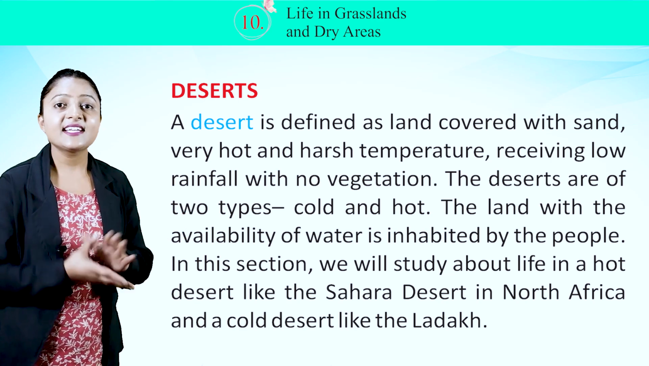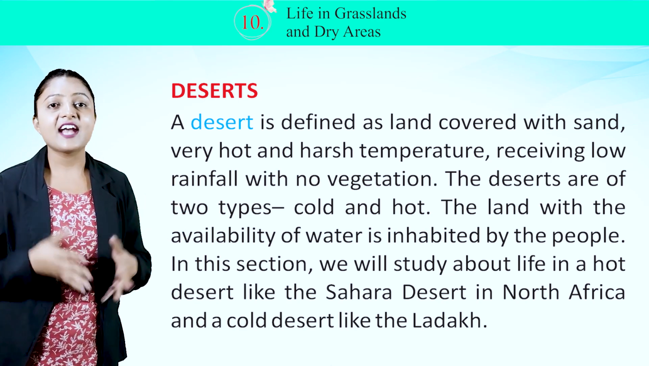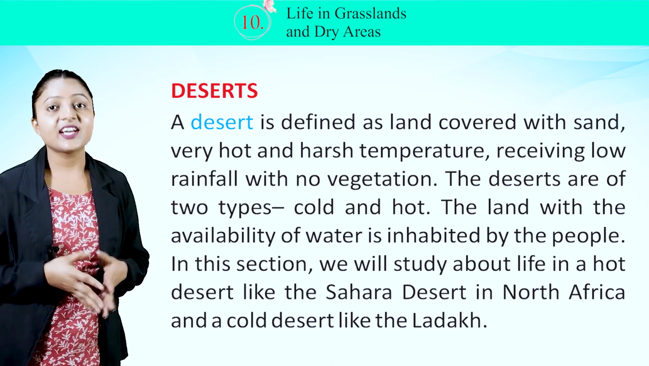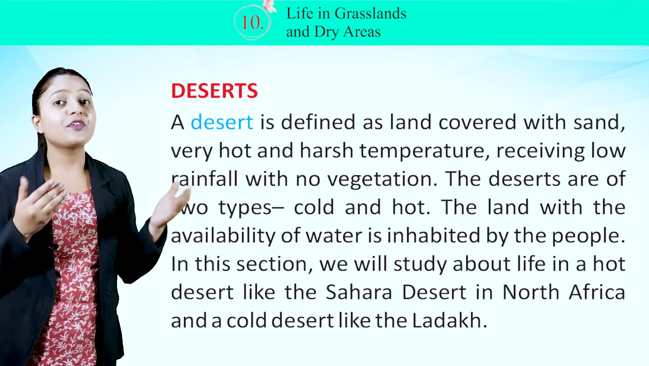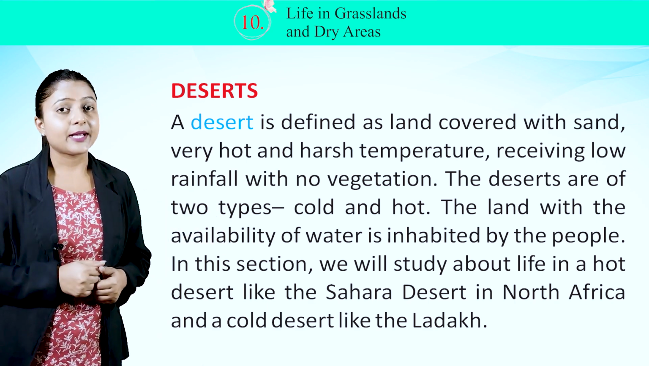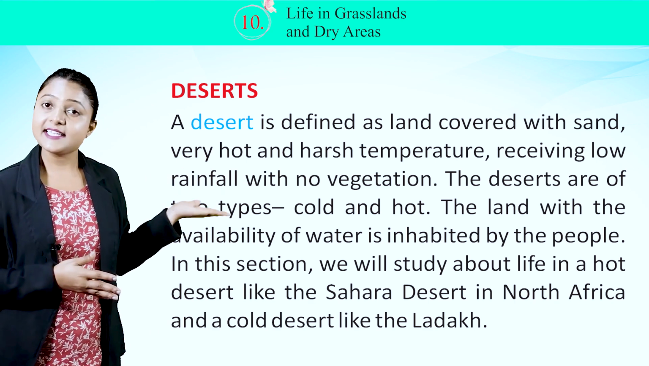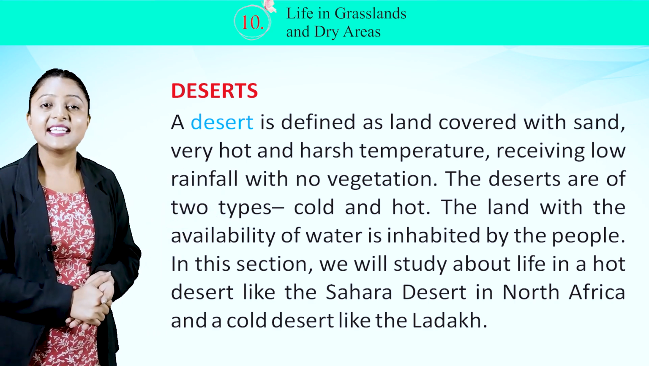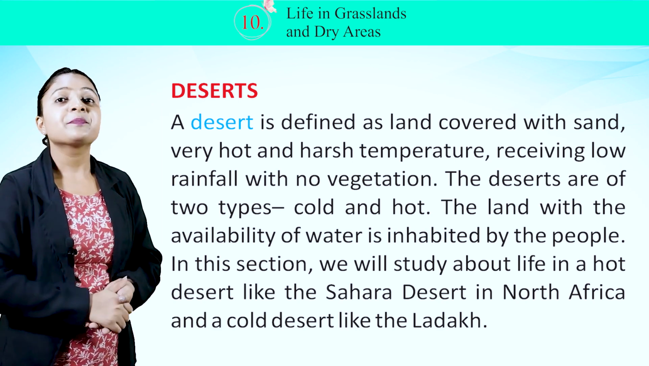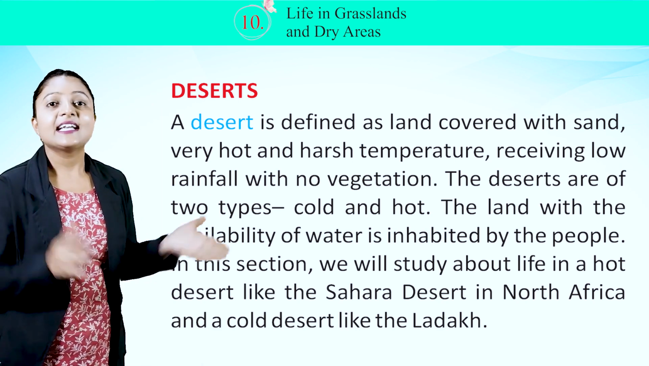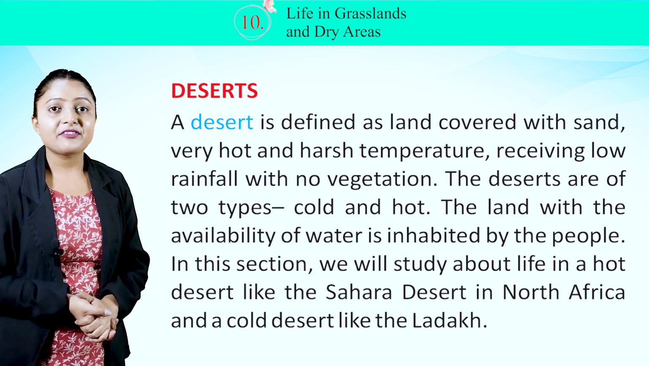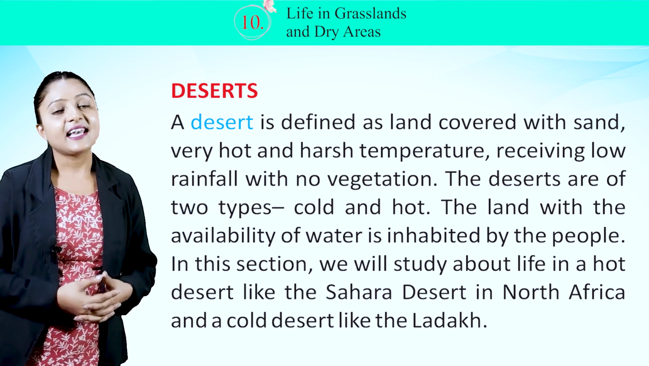Deserts. A desert is defined as land covered with sand, very hot and harsh temperature, receiving low rainfall with no vegetation. The deserts are of two types, cold and hot. The land with the availability of water is inhabited by the people. In this section, we will study about life in a hot desert like the Sahara Desert in North Africa, and a cold desert like the Ladakh.